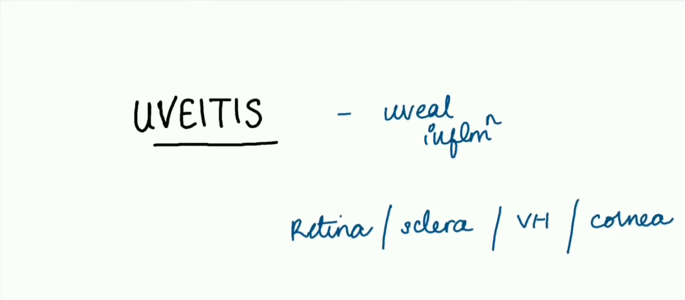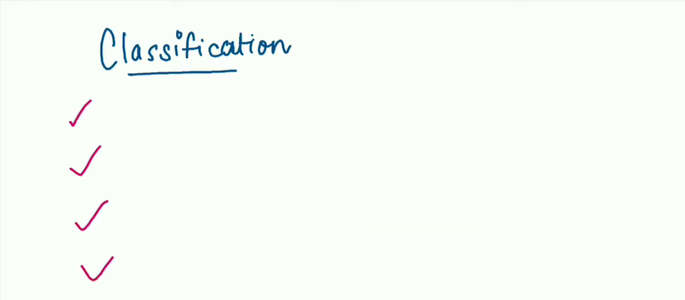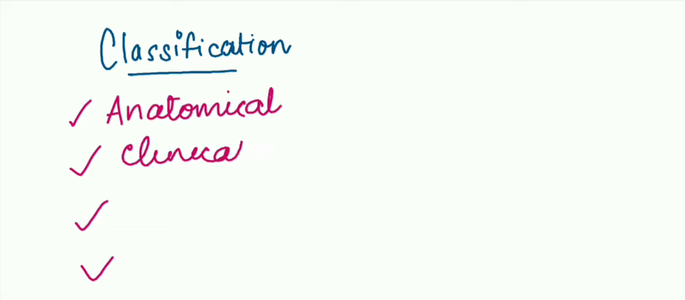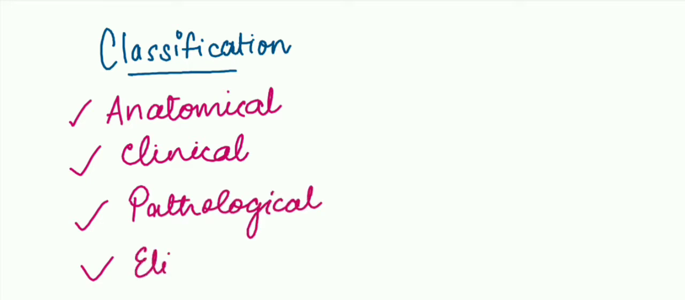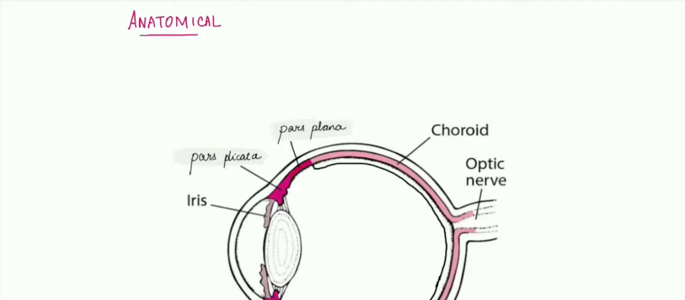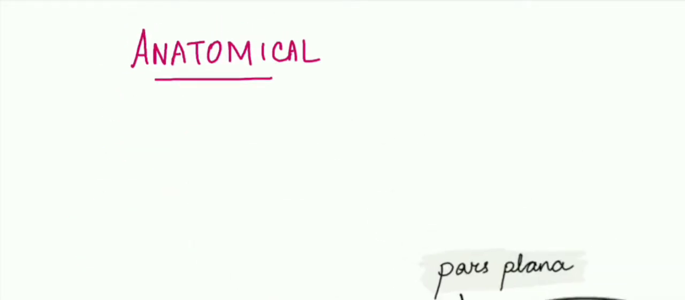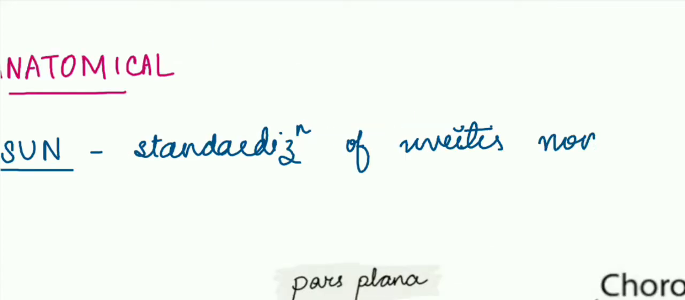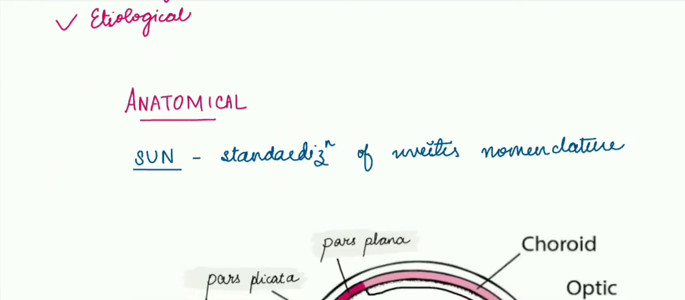Diving into the classification of uveitis, we have four major classifications which we are going to talk about. The first being the anatomical classification, then the clinical classification, pathological classification, and lastly radiological classification. Let's start with the anatomical classification, which is also called the SUN classification. It stands for Standardization of Uveitis Nomenclature, hence the name SUN classification.